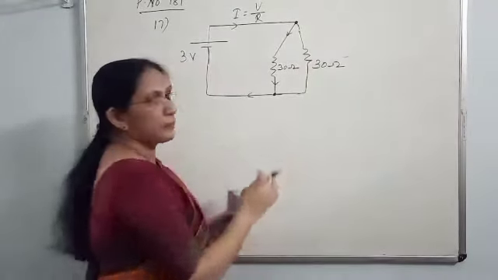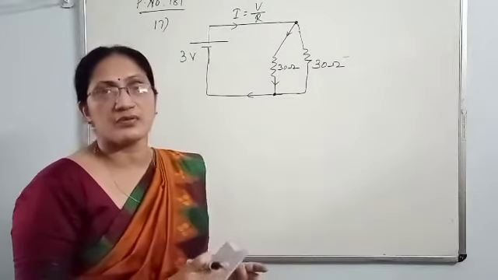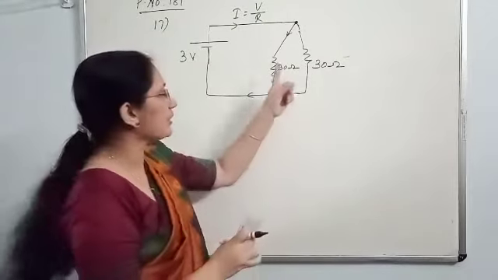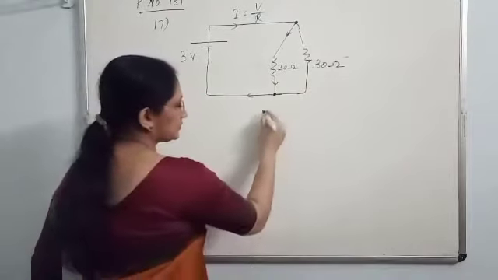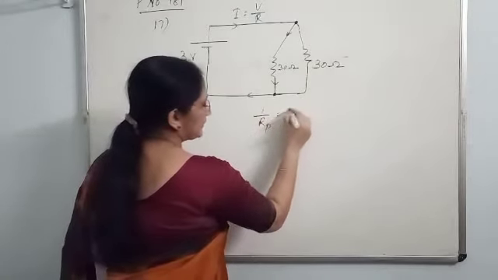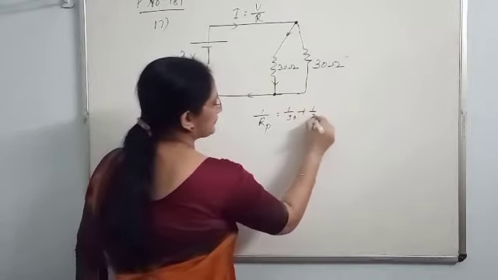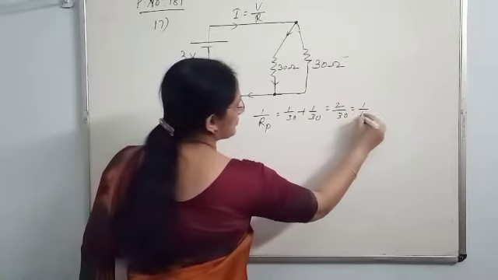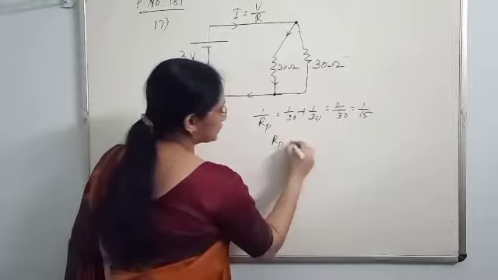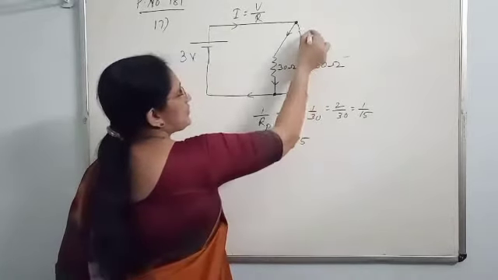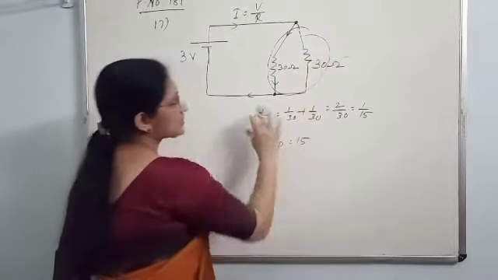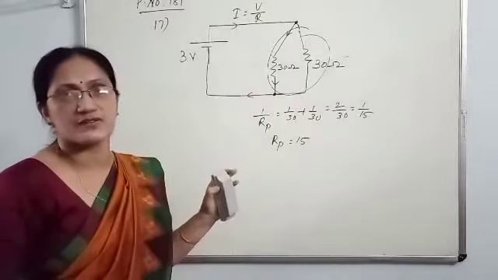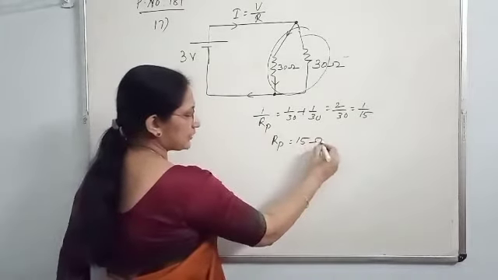These two are in parallel. So use the formula 1 by Rp is equal to 1 by R1 plus 1 by R2. That is 1 by 30 plus 1 by 30, that is 2 by 30, that is 1 by 15. So Rp is equal to 15. The resistance of this total section, that is the total resistance of the circuit itself, came as 15 ohm.